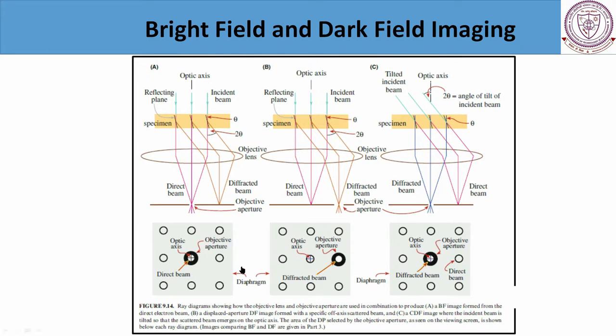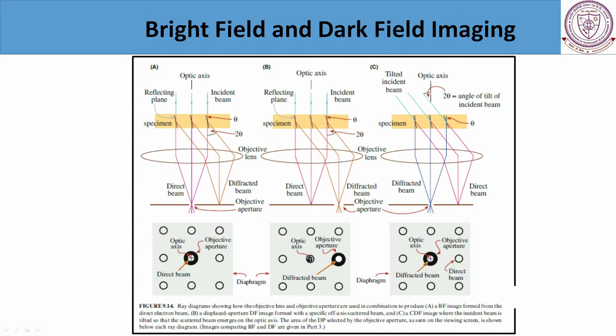In the next slide, these are the two important imaging techniques. So remember that until you have a diffraction pattern, you will not be able to appreciate what is going on in the transmission electron microscope. There is some direct beam, there is some diffracted beam. If I stop the diffracted beam with the help of the objective aperture and permit the direct beam to fall like this, then what we get is known as the bright field image. So in the bright field image, you construct the image with the help of the direct beam, right? So you are going to form an image. How the image is going to look like, I'm going to demonstrate.